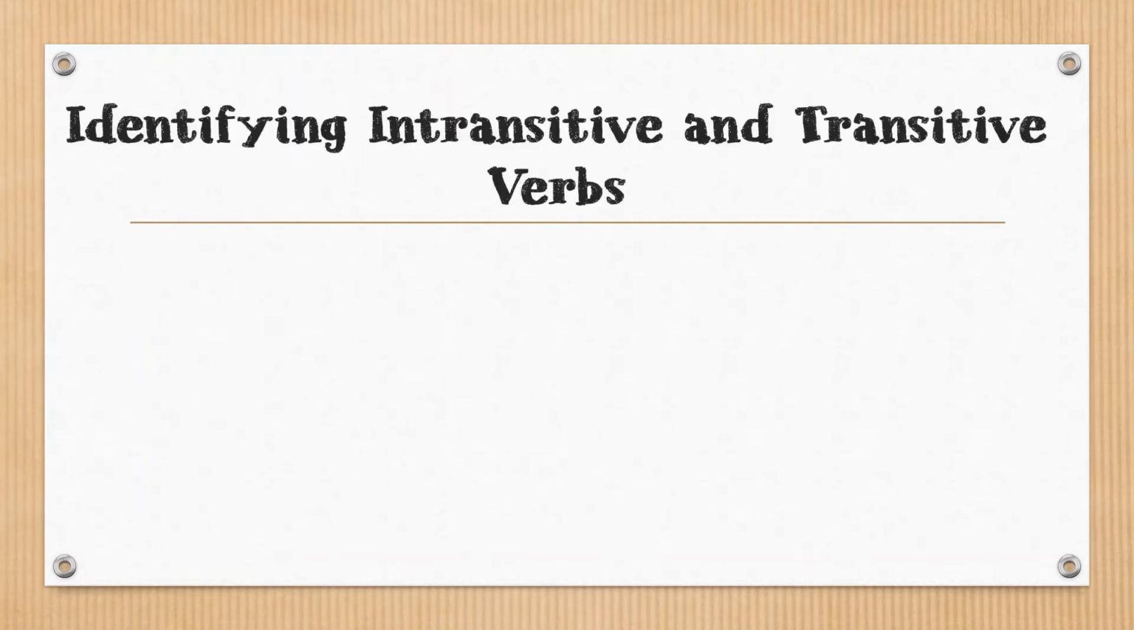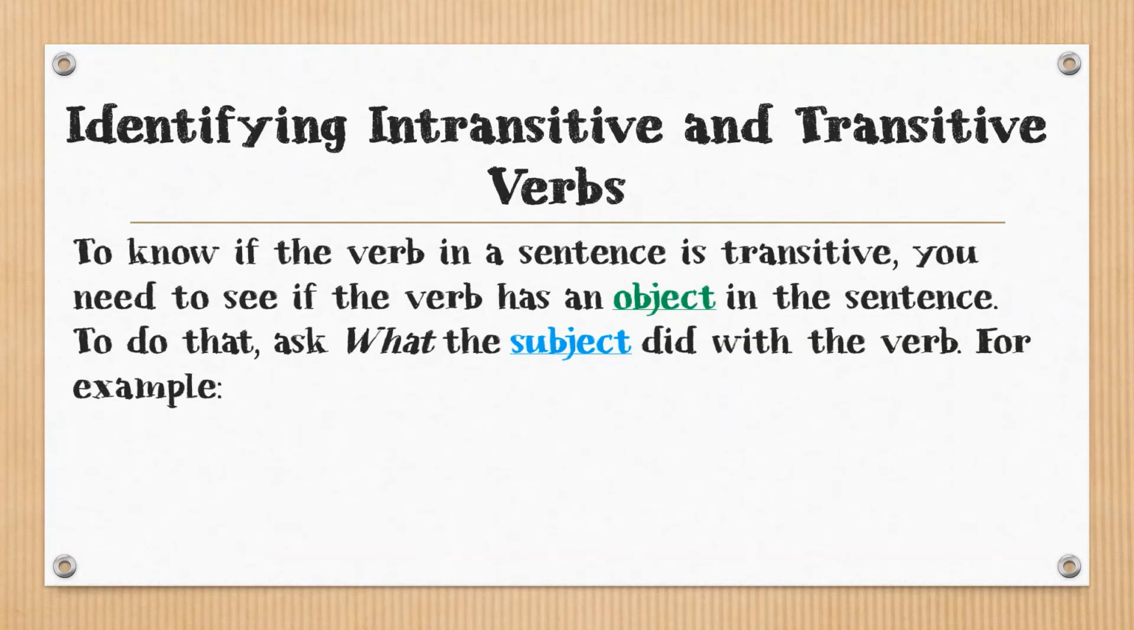Okay, so macam mana kita nak kenal pasti sama ada verbs tu intransitive atau transitive? Okay, so to know if the verb in a sentence is transitive, you need to see if the verb has an object. Ada tak objek kat dalam sentence? To do that, ask what. What mesti apa. Dia bukan di mana, dia bukan bagaimana. But the question is what. What ataupun who. Kamu boleh juga sebagai subjek. To do that, ask what the subject did with the verb.